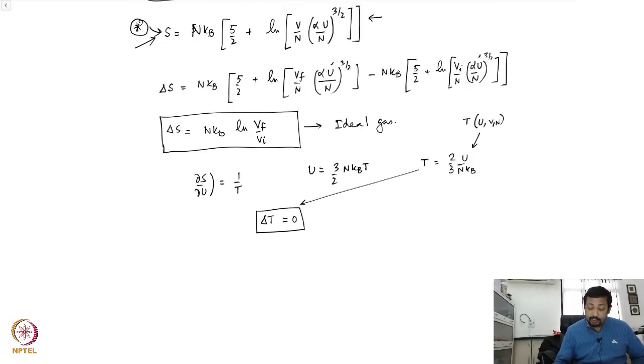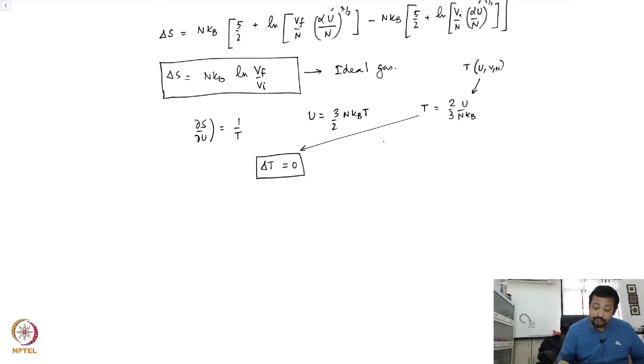So essentially this Joule expansion tells you that for an ideal gas, internal energy U does not depend on volume.